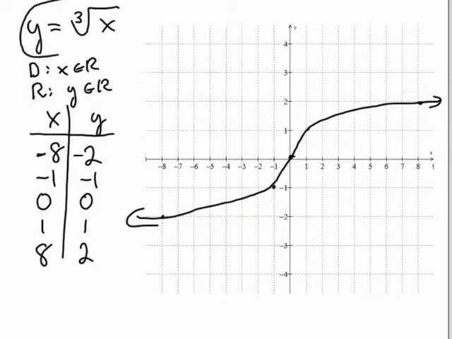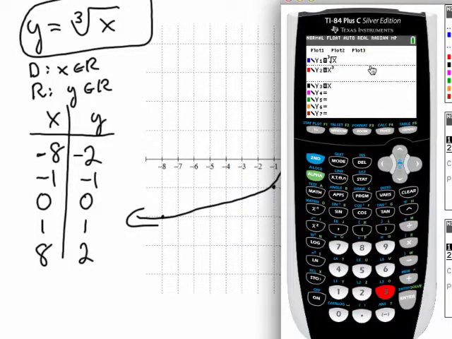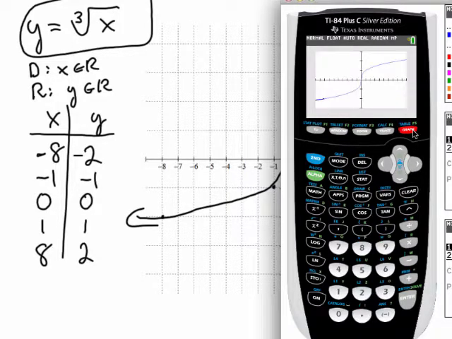And the cube root graph is the inverse of the cubic graph, y equals x cubed. If we look at that on the calculator, the cube root graph, x cubed, and our reflection line y equals x. We can see a reflection of the two graphs across the line y equals x.